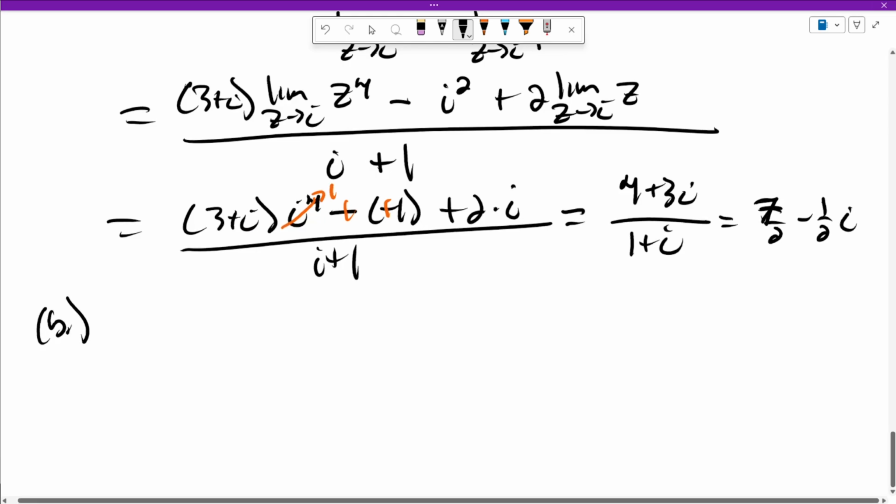Okay, so that's part A. It's what you learn in the first week of calculus, right? Calculus 1, you learn you can do these rules, or maybe the second week, I don't know.